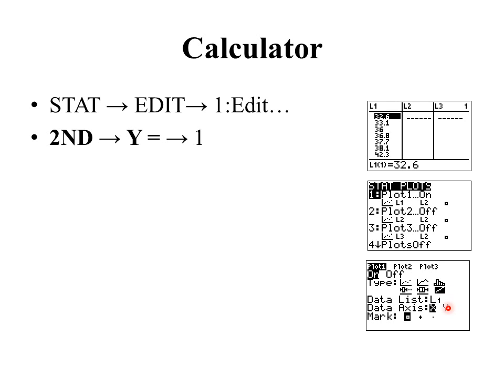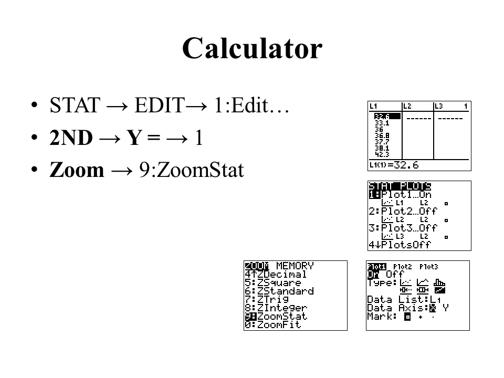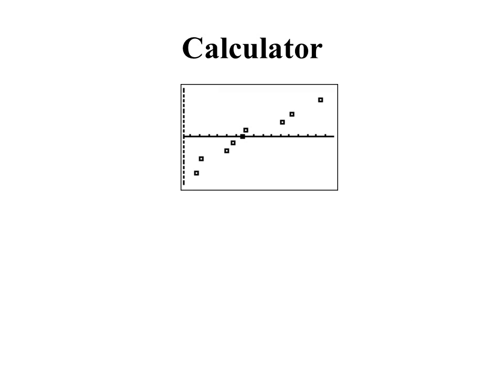Next, we need to select where we want to plot our data on the graph, either on the x-axis, the horizontal axis, or the y-axis, the vertical axis. We'll choose the default x. And then lastly, you need to choose what type of mark you want to put on the graph. Okay. Now the last step is to go to the Zoom menu and choose option 9, Zoom Stat. Don't forget to choose Zoom Stat. That's the step I always forget myself.